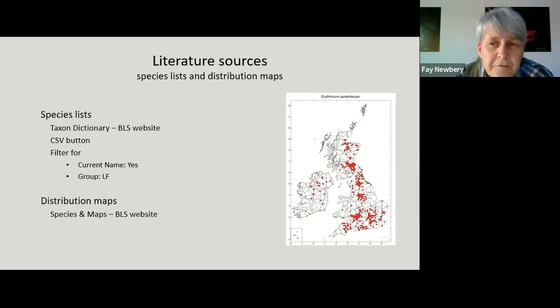You go to the recording tab again. If you look down, it says species and maps. If you click on that, you can search by letter of the alphabet and then zone in on the name that you're interested in. When you click through to that, sometimes there's some information. Sometimes there is just a map.